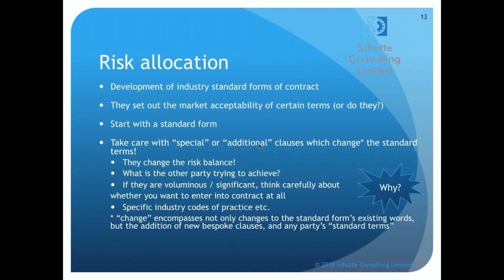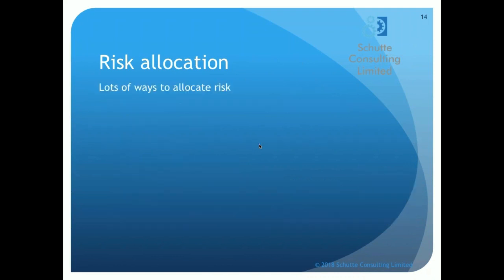So if we keep going with risk allocation for a little while, there's lots of different ways to allocate risk through the terms of the contract. Risk, of course, can sit outright with one party or the other, and you'll see the phrase, one party X shall do such and such. Okay, so you're very clear as to that risk sitting with party X.